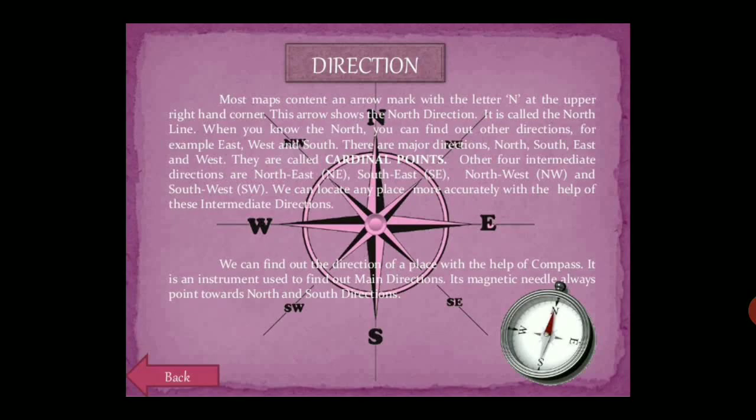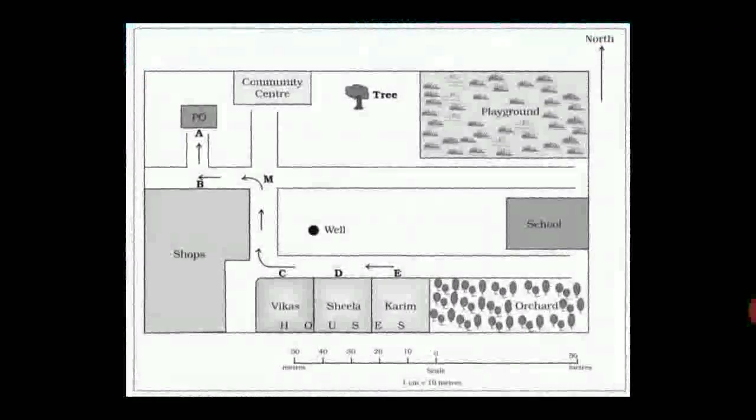We can find out the direction of a place with the help of a compass. It is an instrument used to find out main directions. Its magnetic needle always points towards north and south directions. This is an image which shows different directions. You can see on the right hand corner pointed north. So with the help of this we can easily find out south, east, west.